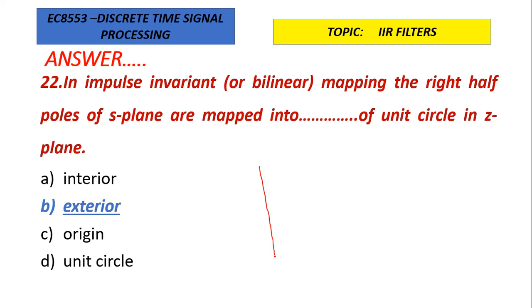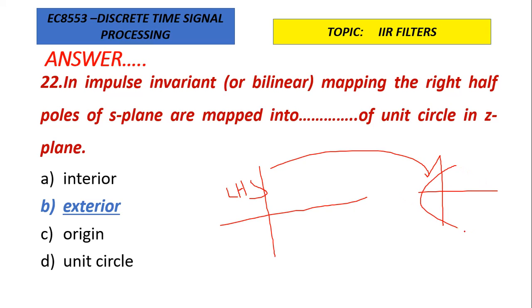So this is our S plane, this is our left half. So this should be mapped to the Z plane. In the Z plane, we will have the unit circle. Inside this unit circle, the pole should lie.